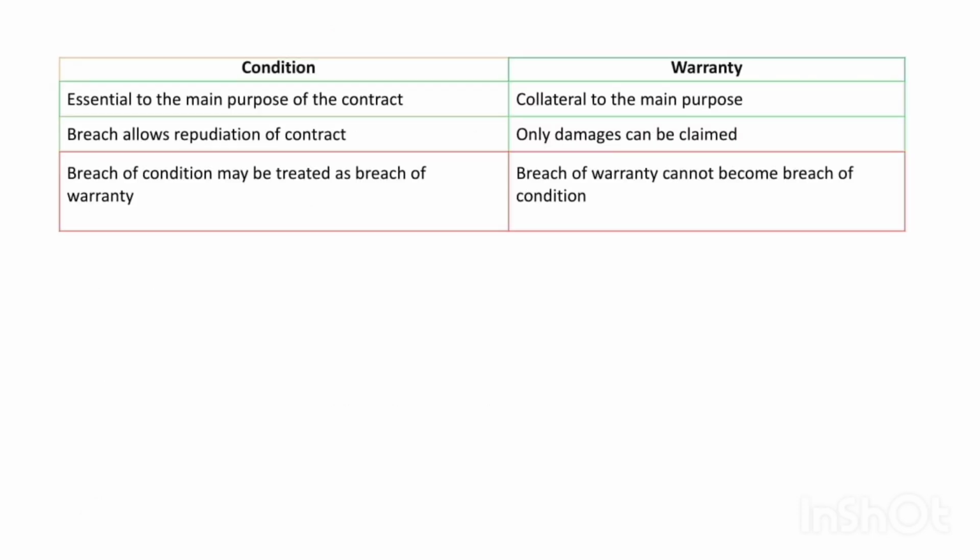Let's see the difference between condition and warranty. A condition is essential to the main purpose of the contract, that is, it is the foundation. If it breaks, the contract collapses. On the other hand, a warranty is collateral to the main purpose. That is, it is a side promise. If it breaks, the contract still stands.